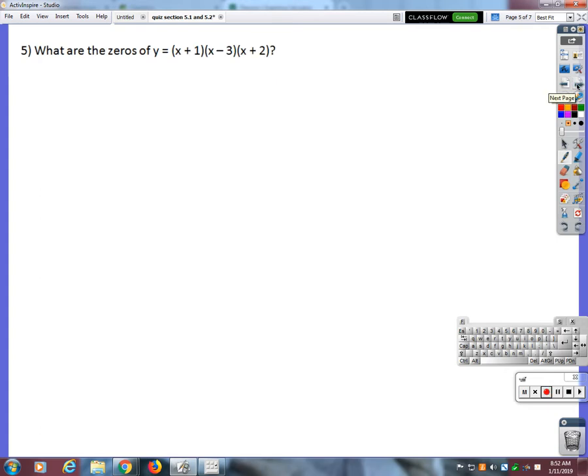All right, what are the zeros of it? So this one is just make them opposite. And Kate, I don't want you to feel like I'm picking on you, but remember that it has to be the opposite. I think you put down 1, -3, and 2. It's the number that makes that equal to 0, so it's -1, +3, and -2. Okay?